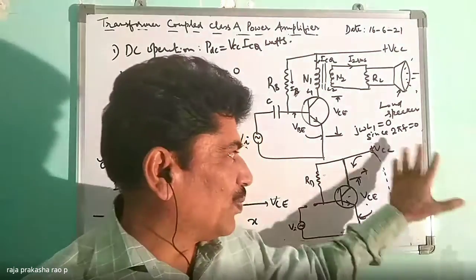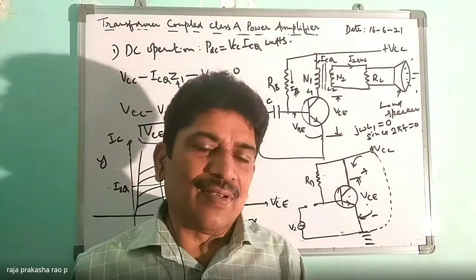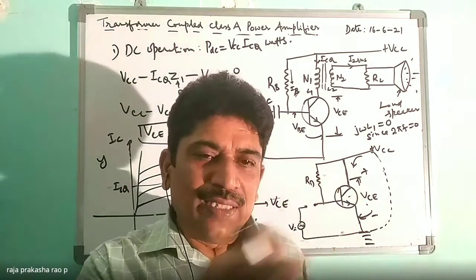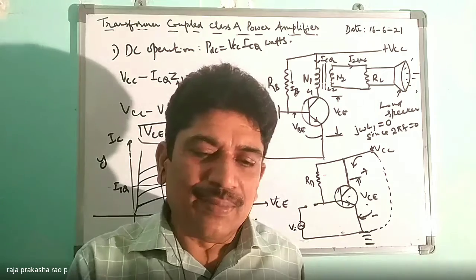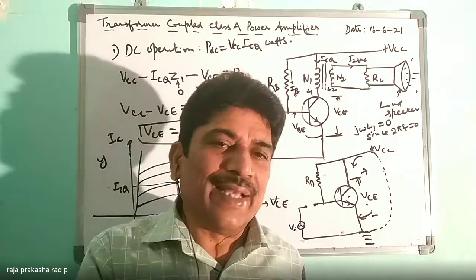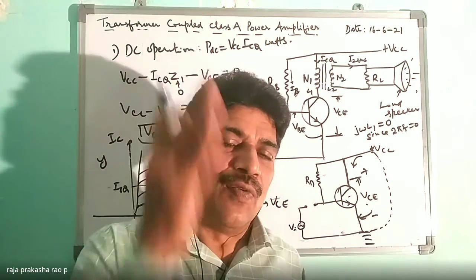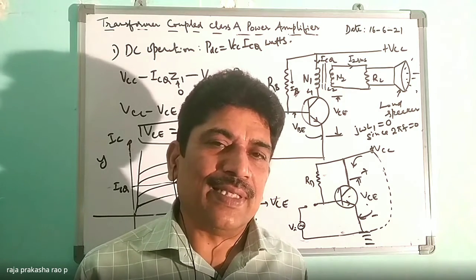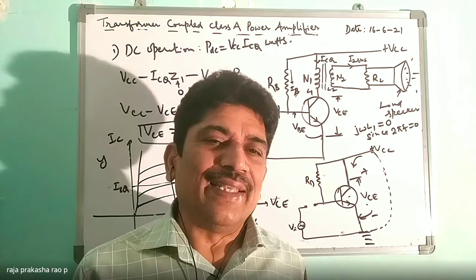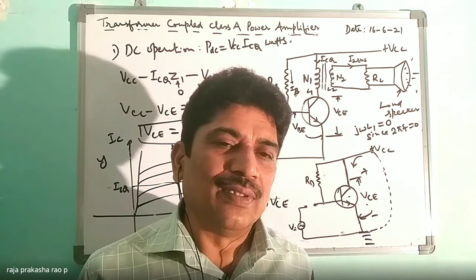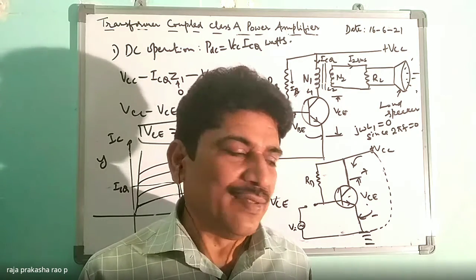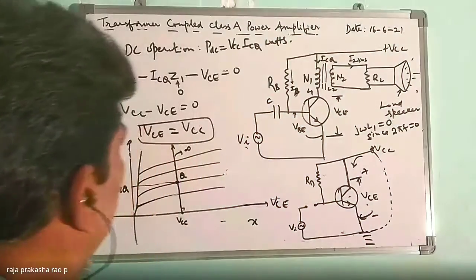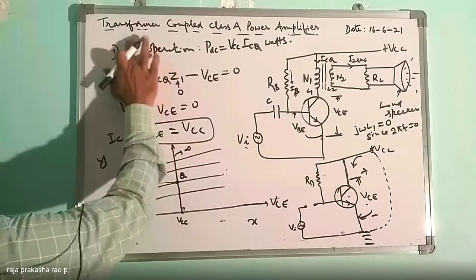In the output circuit, we find the equation of the output circuit, and then we get the equation of the load line. That is a line perpendicular to the x-axis, or parallel to the y-axis, representing collector current, or perpendicular to the x-axis representing VCE, the collector to emitter voltage. Now we will see AC operation.